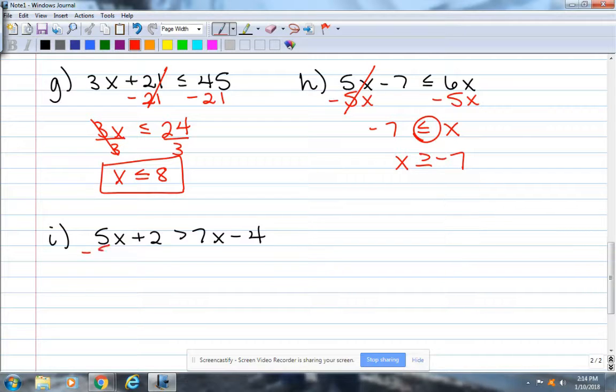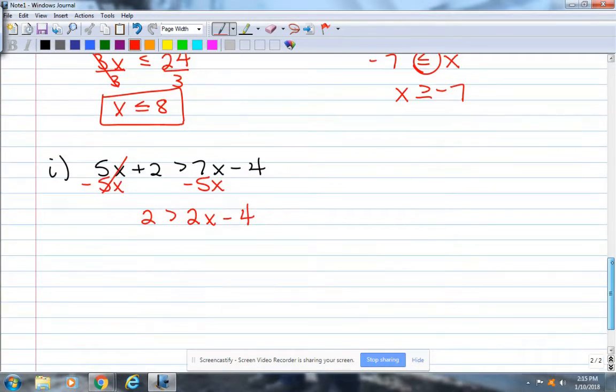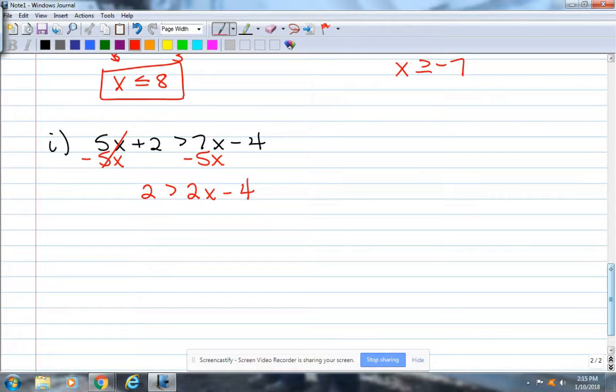Yeah, I'm going to subtract 5x on both sides. So I'm going to get 2 is greater than 2x minus 4. And then I'm going to move everything away from the x. So I'm going to add 4 to both sides. What is 2 plus 4? So 6 is greater than 2x. Divide by 2. I'm getting 3 is greater than x.